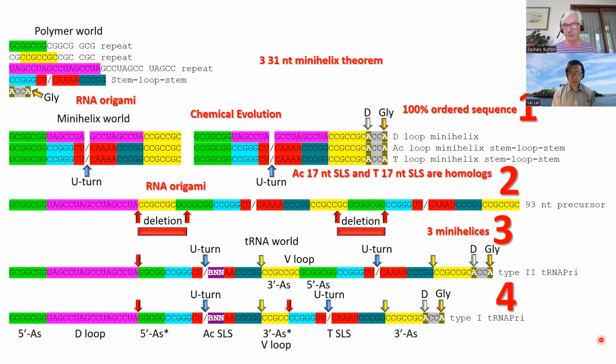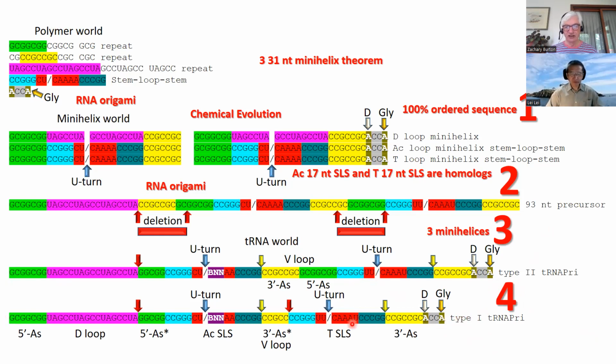This is the same demonstration, but shown as sequence. Okay, so you have polymer world going to mini helix world, going to tRNA world. tRNA world is type 2 tRNA, type 1 tRNA.